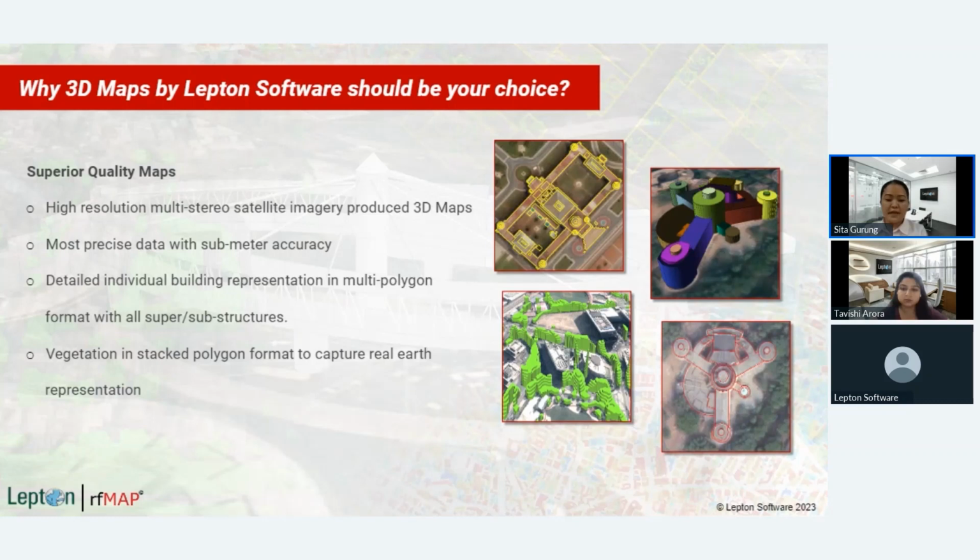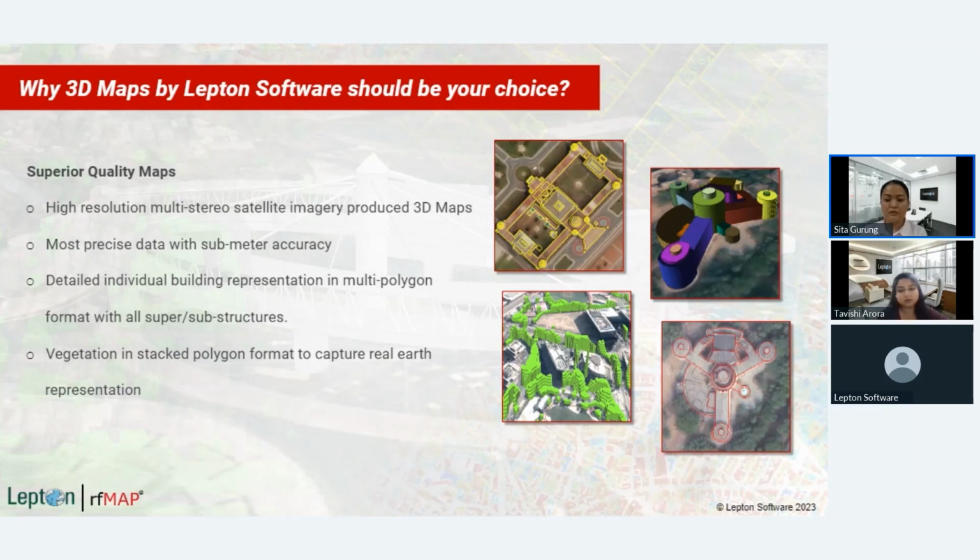Vegetation in stacked polygon format to capture real earth representation. As I have mentioned in my previous slide, for the vegetation layer, we represent our vegetation dataset in stacked polygon, or you can also call it contour polygon format. The reason is so that we can give the customer the actual representation of these forest or green patches that are there on the earth. In fact, you can refer to the images that I have kept here.